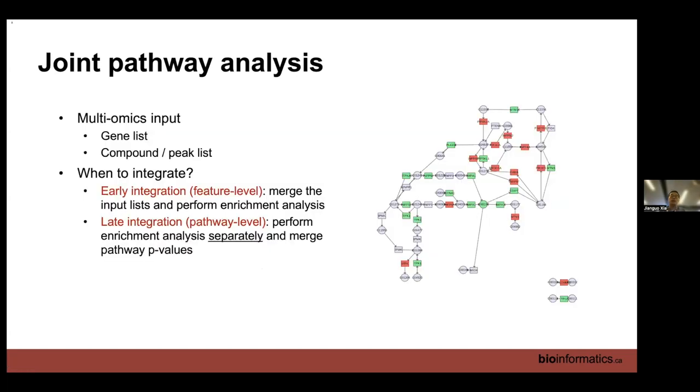If we think about joint pathway analysis, we have two types of inputs: significant genes from RNA-seq or microarray, and a compound peak list. We want to project them into pathways and do enrichment analysis. So how do we do that? One way is at the feature level. We can directly merge genes and metabolites together into one single list and project it into pathways, where the pathway definition includes both genes and metabolites. Then we do enrichment analysis like a single omics. We just merge and mix them, and the library also contains both of them. So we can treat them as one, which seems simple and easy to do.